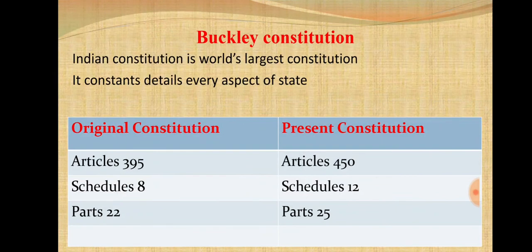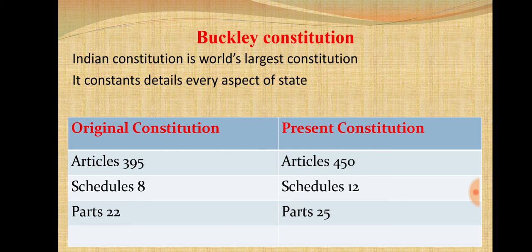The second feature of the Indian Constitution is that it is a bulky constitution. The Indian Constitution is the world's largest constitution. It contains details of every aspect of the state. So the Indian Constitution is bulky, the lengthiest one. It is also a criticism against the Constitution, but still, for the governance of the country, this bulky constitution is very much necessary.